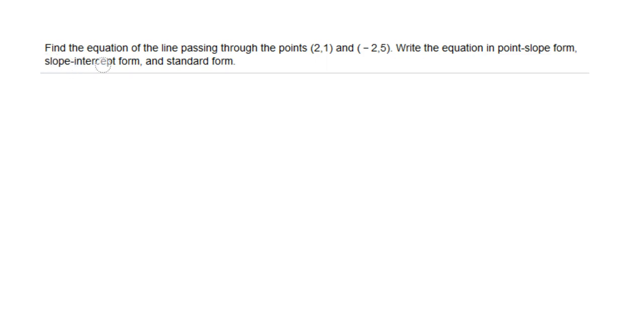This question says, find the equation of the line passing through the points (2, 1) and (-2, 5). Write the equation in point-slope form, slope-intercept form, and standard form.